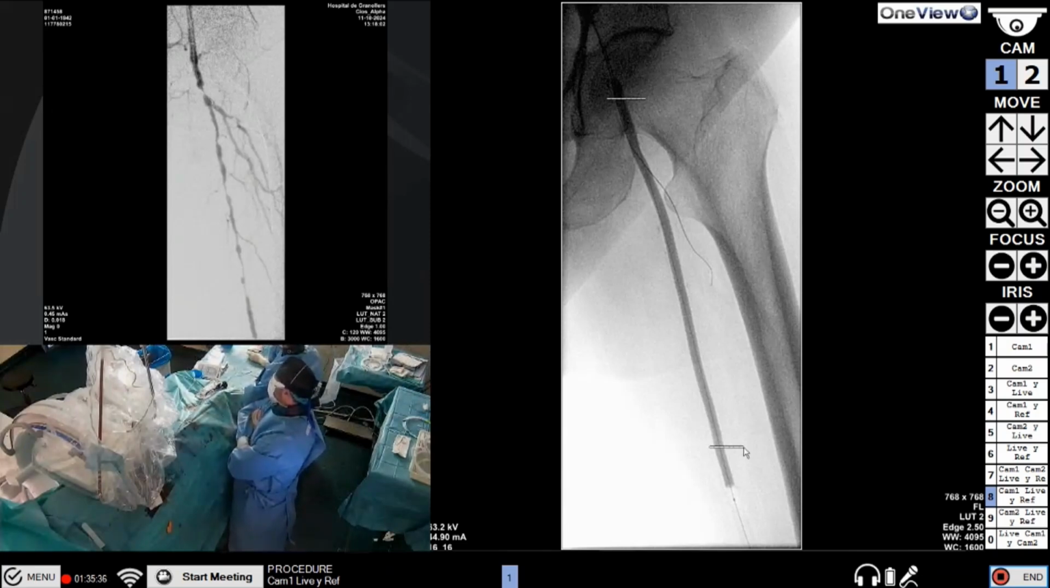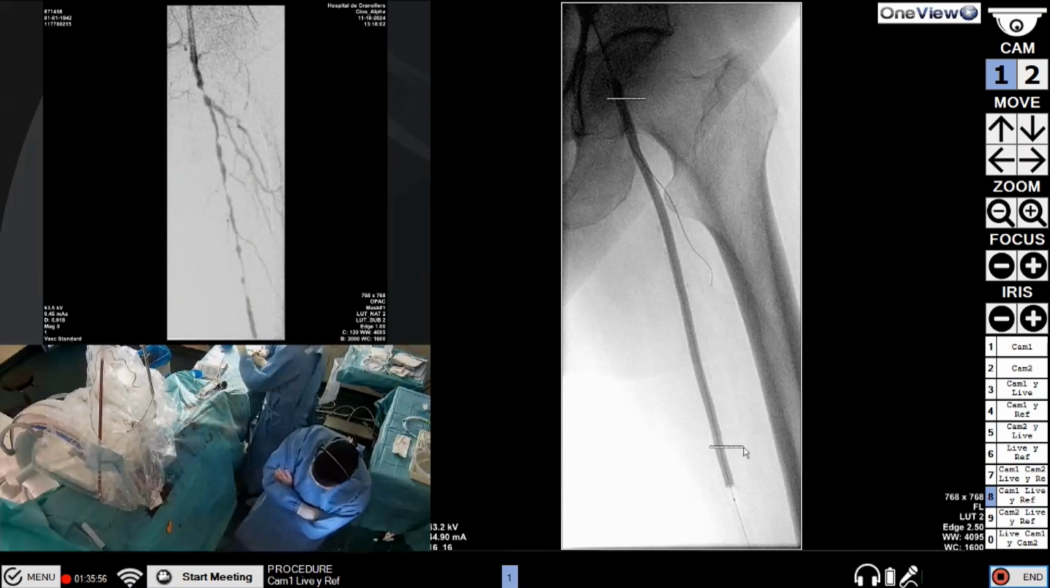Let me make a poll question to the audience. Who is in favor of prioritizing the profunda? Who is in favor of prioritizing the superficial femoral, in critical limb ischemia or in other situations? Nobody prioritizes anything. Okay. Yeah, so probably it's too early.